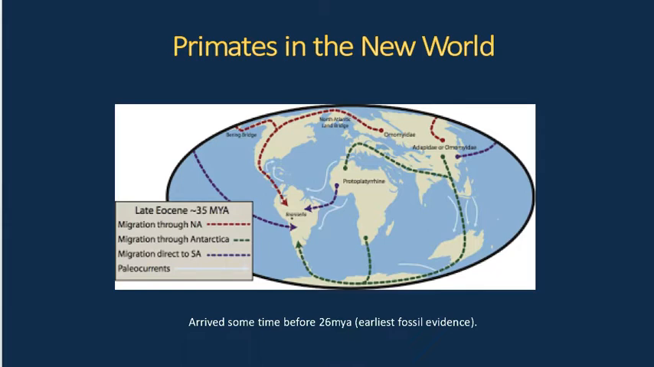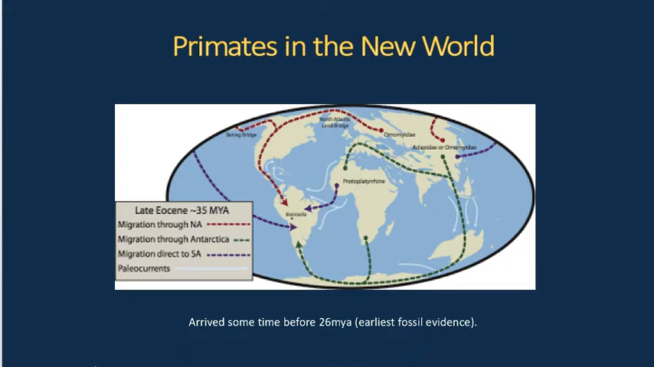Some of them really aren't very well supported by fossil evidence. For example, this red route here going from modern day Europe into North America and south from there isn't supported by the fossil record because we don't actually see monkey species in this part of North America. So we have that early occupation of North America by the Plesiadapiforms, and then primates disappear from the region.